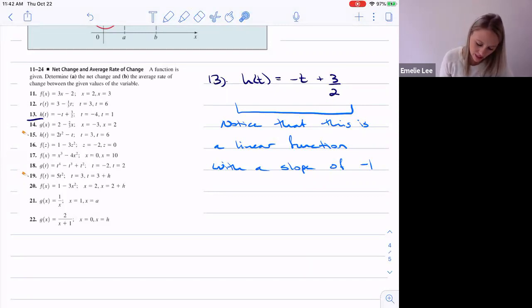So what we can do is determine the net change and the average rate of change between the given values of the variable. So what we have to do is find the net change between t equals -4 and t equals 1.